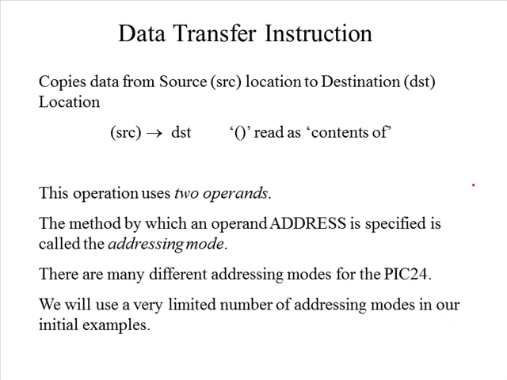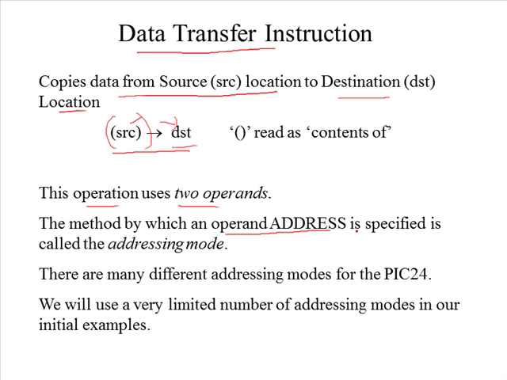Let's begin talking about the PIC24 instruction set. The first instruction that we're going to talk about is a data transfer instruction. It's going to copy data from a source location and place it in a destination location. We're going to use terminology that looks like this, which says copy the contents of this source operand and place it in the destination operand. This operation uses 2 operands, and the method by which an operand address is specified is called the addressing mode. There are really many different addressing modes for the PIC24, and we're going to talk about a very limited number of addressing modes in our initial examples.